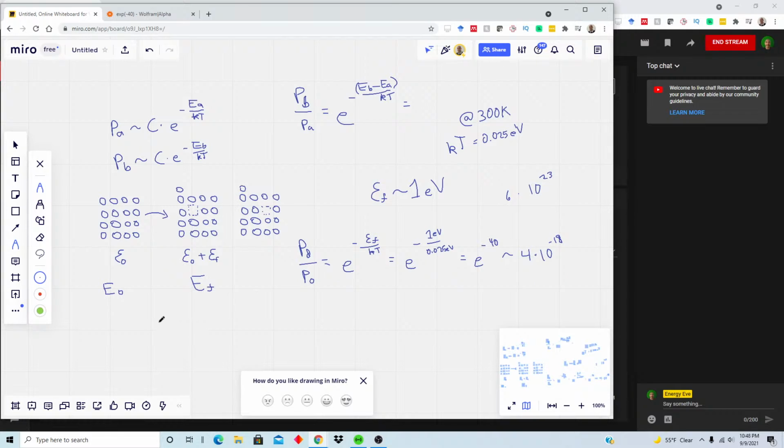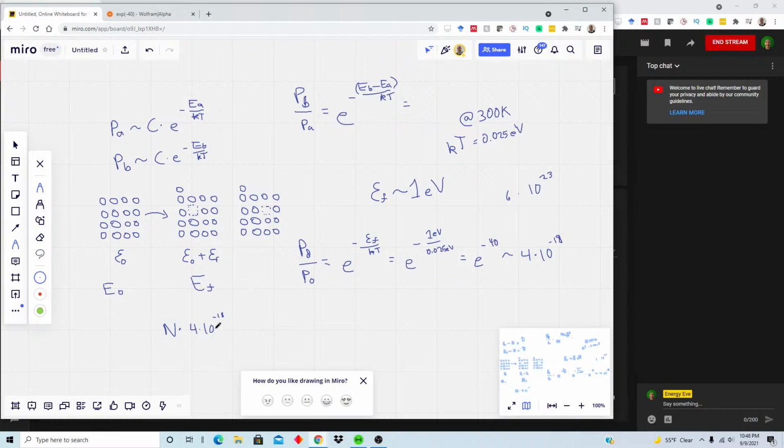And so now, as we start looking at this, we start realizing that having just one defect in the system is not just this probability. It's this probability times n, right? Should be n times 4 times 10 to the negative 18. So if we have a larger number for n, this number starts increasing.